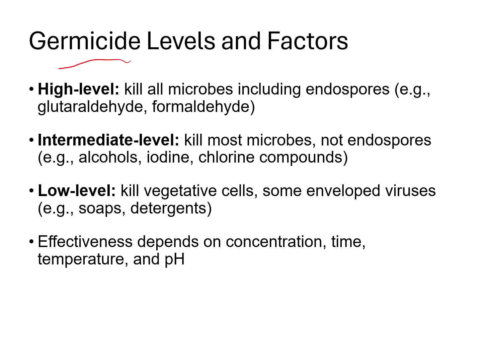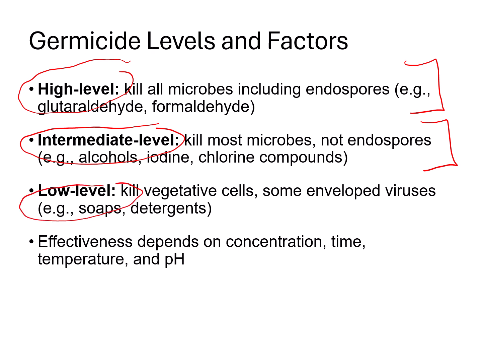So high-level germicides kill all microbes, including endospores, and examples include glutaraldehyde and formaldehyde. Intermediate-level germicides kill most microbes, but not endospores, and these include chemicals like alcohols, iodine, and chlorine compounds. Our low-level germicides target only vegetative cells and some enveloped viruses, like soaps and detergents.